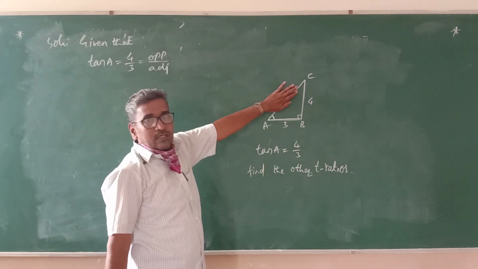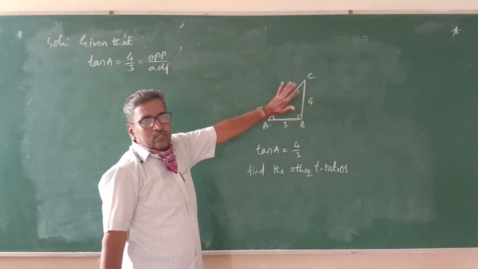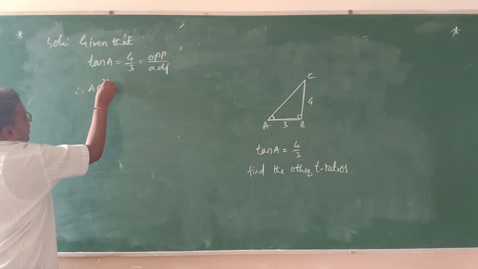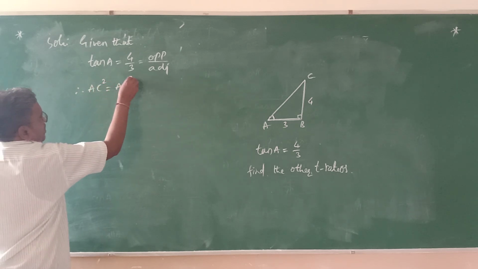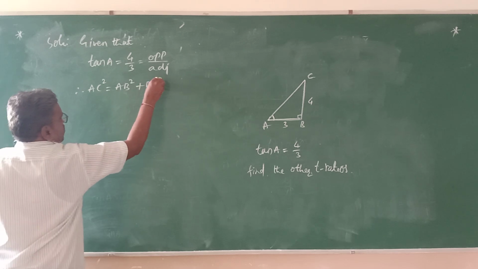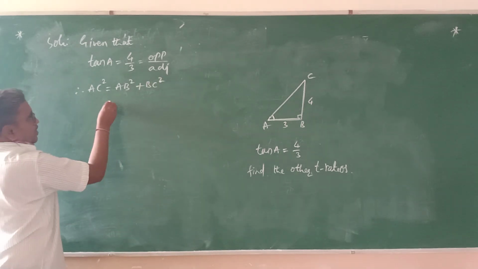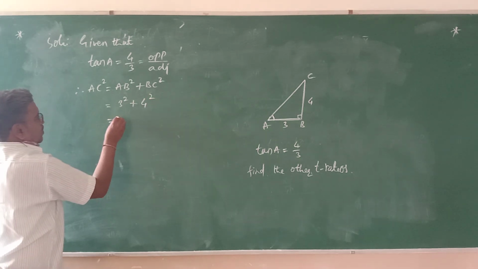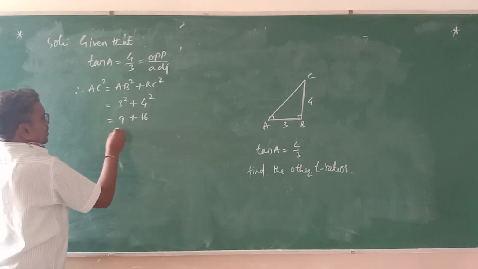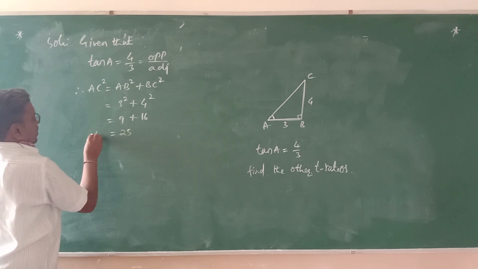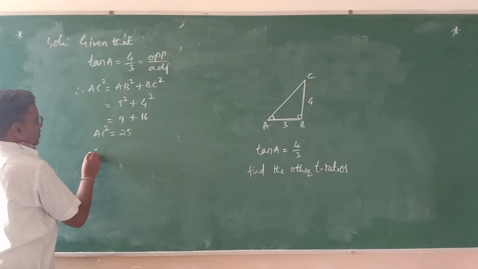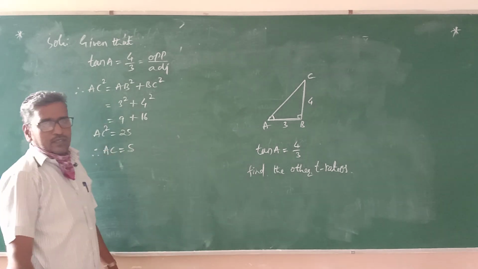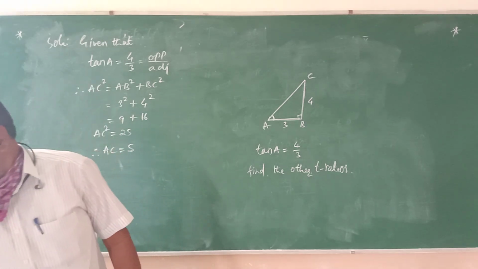What can we understand by this? In a right angled triangle, use the Pythagoras theorem. Therefore, AC square is equal to AB square plus BC square. AB means 3 square plus BC means 4 square, which is 9 plus 16 equal to 25. AC square is equal to 25, therefore AC is equal to 5 units.